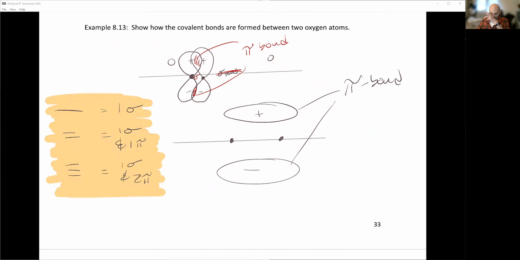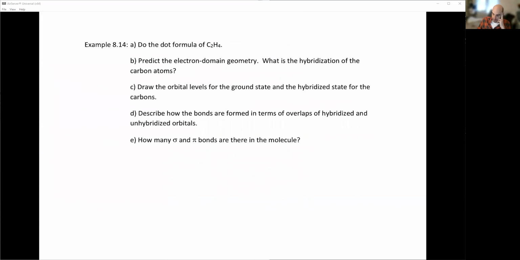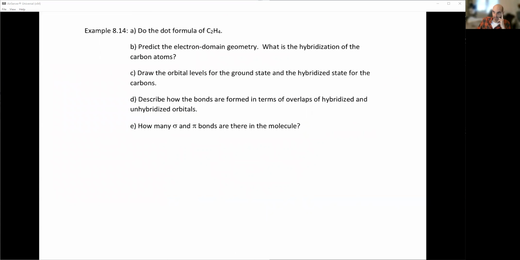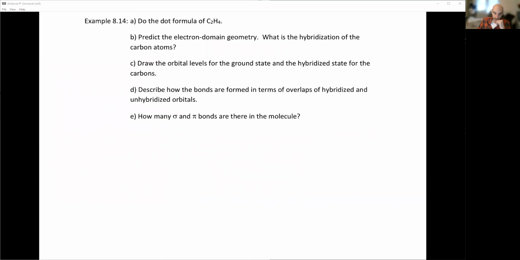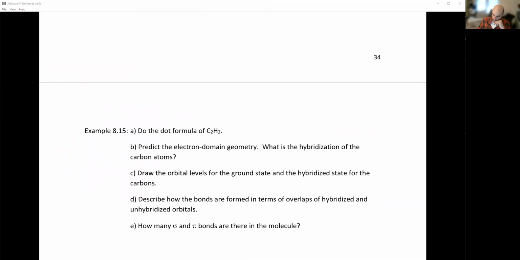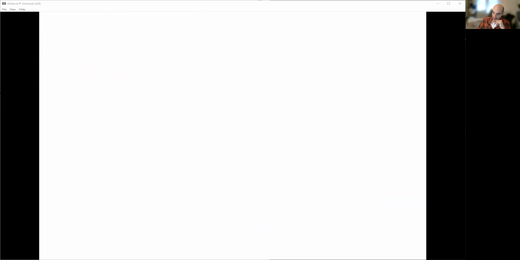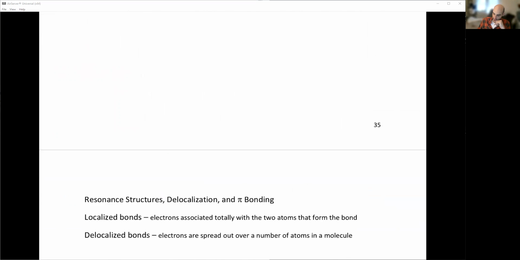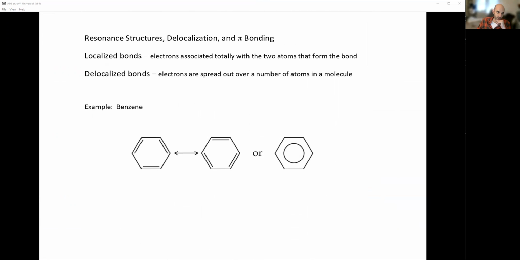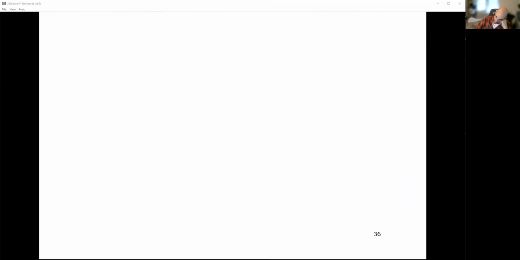Okay. All right. So with that said, how do we use this to predict the geometry? Let's take a look at the hybridization of the central carbon, and let's figure out what this looks like in terms of its bonding overlap. And we're going to take a look at all of this. And so this was C2H4. We're going to take a look at C2H2. And then we're going to talk about delocalized, and we're going to talk about all of this in class.